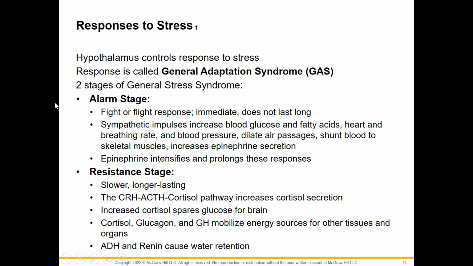There are two stages to the general adaptation syndrome. There's the alarm stage, and then you have the resistance stage. The alarm stage and the resistance stage. The alarm stage is where you have your fight or flight response. It is immediate and it doesn't last long, or it shouldn't last long.